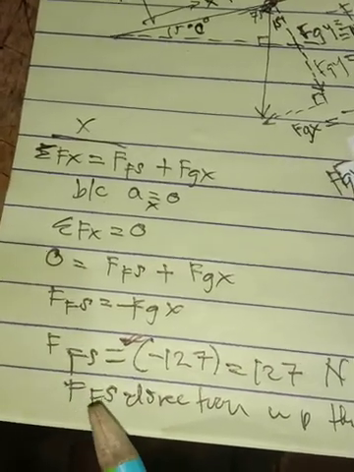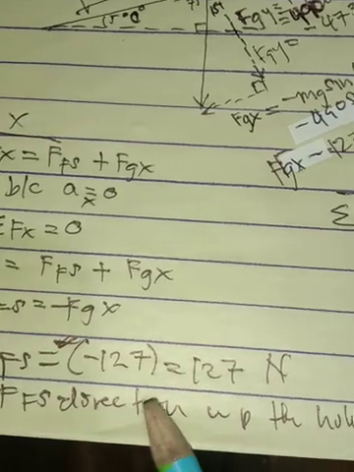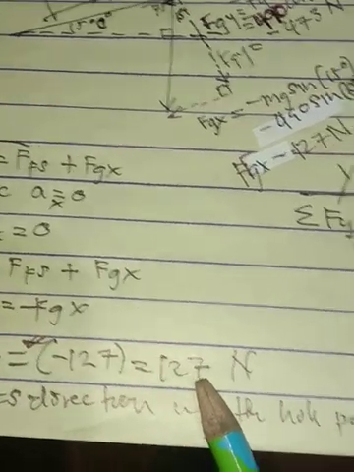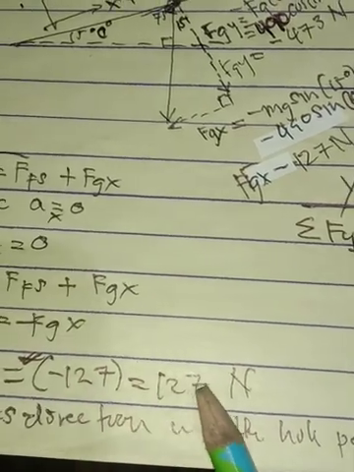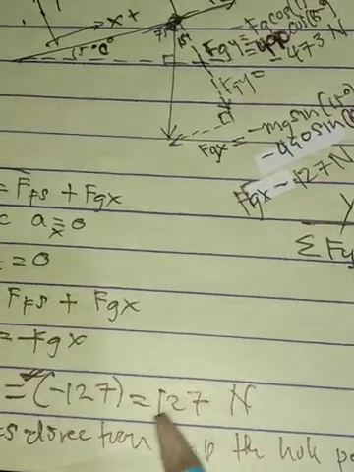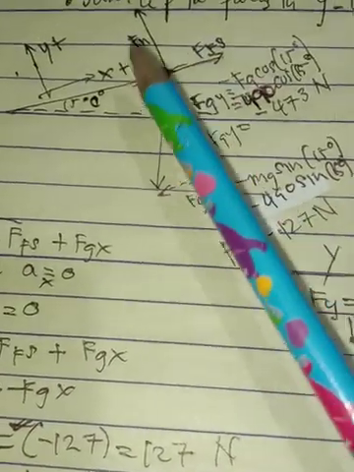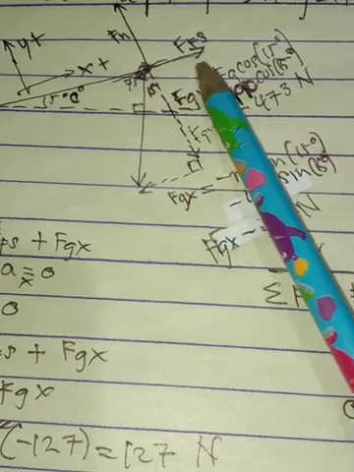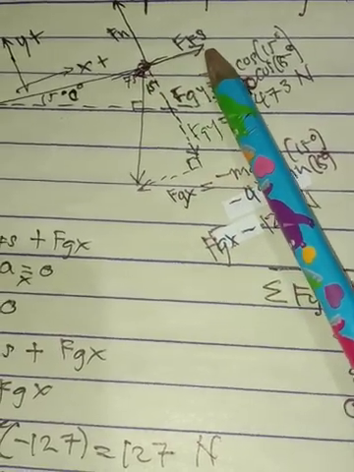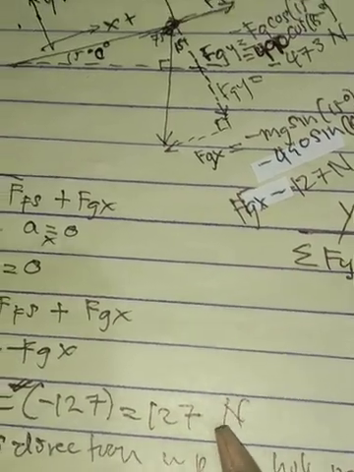So why do we write positive before the number, instead of negative? Because the direction of the friction is going this way, right? This direction is positive, that's why we write a positive Newton.